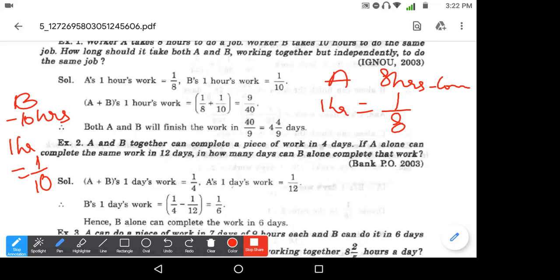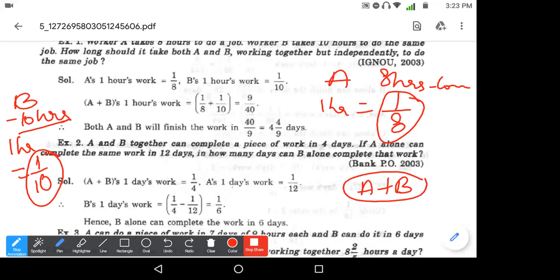Okay, so they are saying A is taking 8 hours to do the job, B is taking 10 hours to do the same job. So for 1 hour B is going to complete 1 by 10, and A is going to complete 1 by 8. So how long should it take for both A and B working together but independently to do the same job?